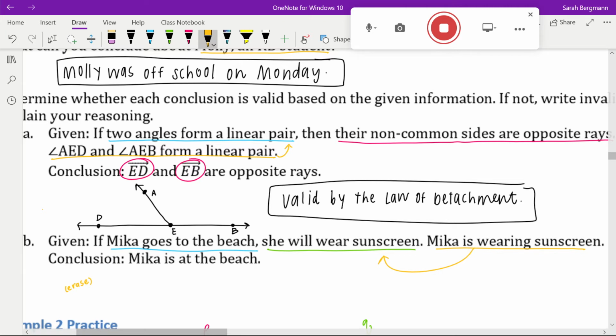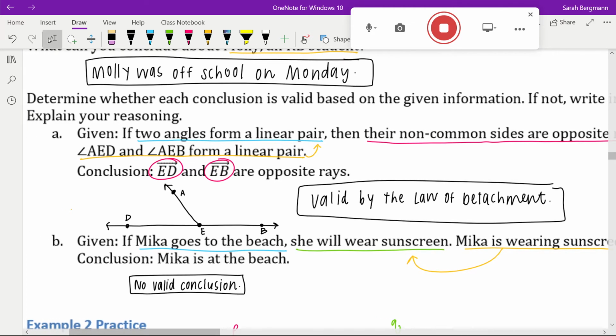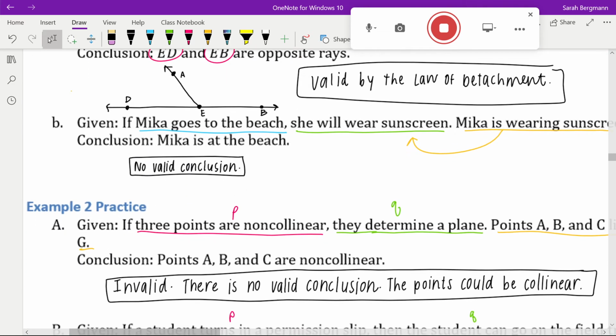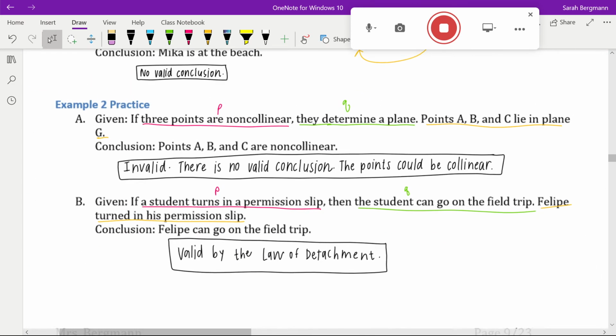However, if the statement says that Micah is wearing sunscreen, that doesn't mean we can conclude that Micah's at the beach, because that's using the conditional backwards. So on this one, there is no valid conclusion. Pause the video and try the practice problems below on your own first. Here are the answers.